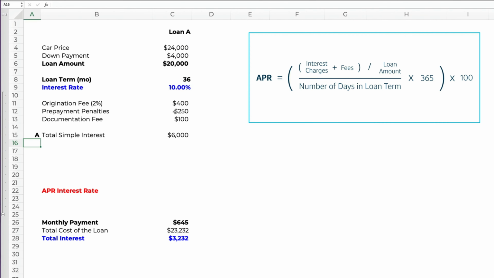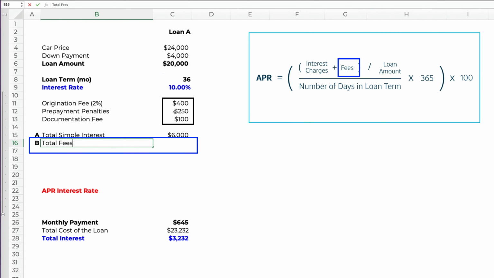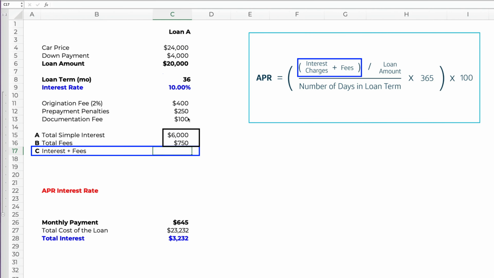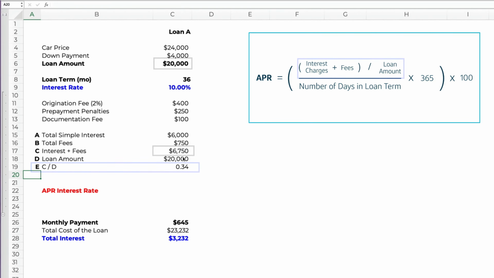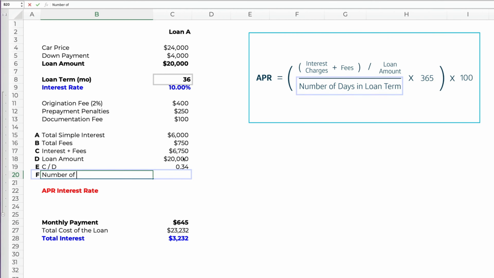The second thing we have to calculate is the total fees on this loan. We already prepared that, and they total $750. If we add them up, it's $6,750. And if we divide it by the loan amount of $20,000, we get 0.34. Next, we have to calculate the number of days in the loan term. So we take the 36 months divided by 12 to convert it to years, and then multiply it by 365 to calculate the number of days, which is 1,095 days.